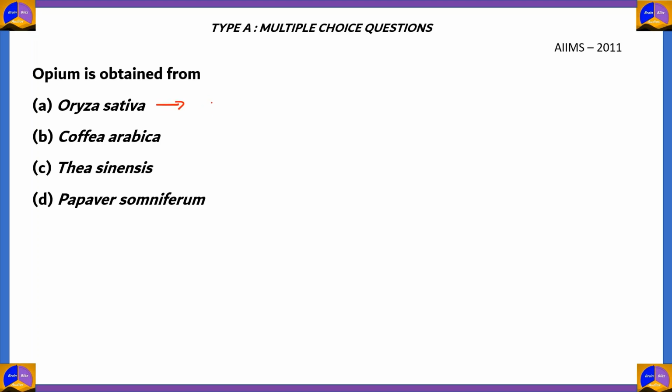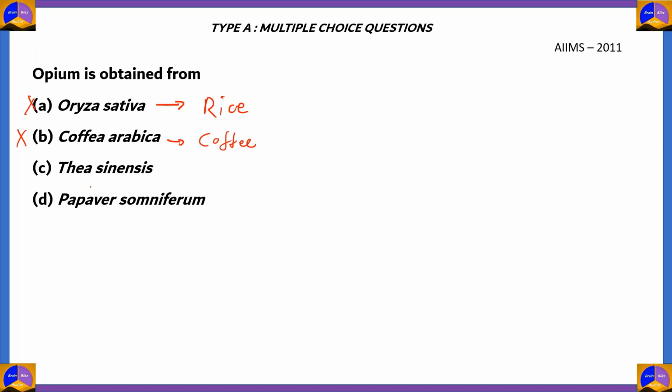Rhiza sativa is the plant which produces Asian rice. Option A is incorrect because it does not produce opium. Option B, Coffea arabica. That is pretty simple because the genus itself tells you that this produces coffee. So option B is incorrect. Coffea arabica produces coffee beans, not opium.